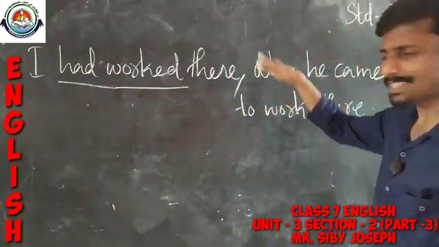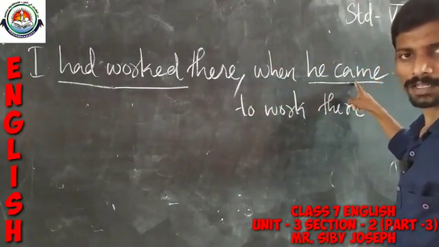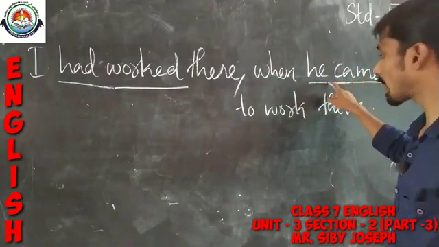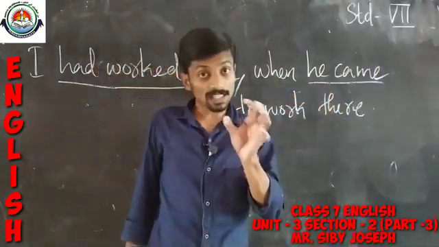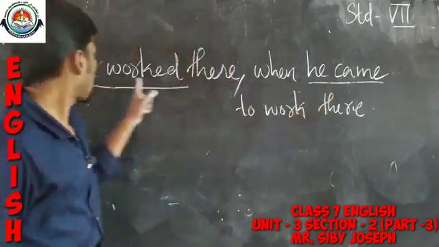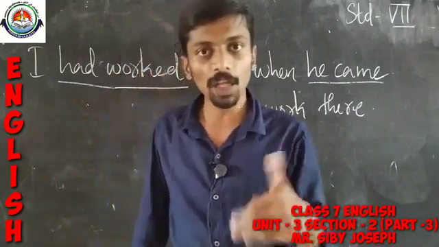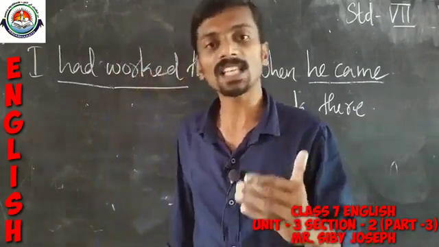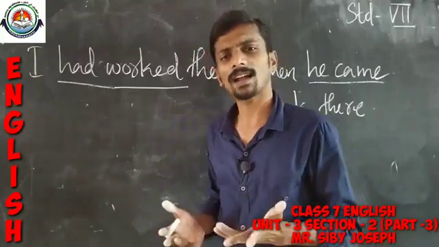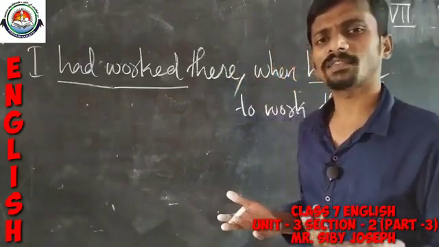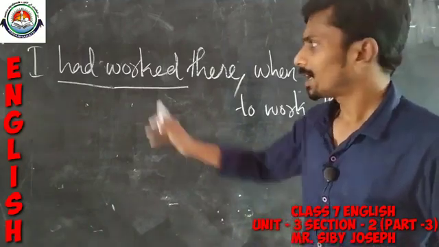So, we can say that it is an example of past perfect. And now coming to the second portion, subject plus past verb. Came is actually the past verb, so it is an example of simple past. Now, my question is, on what occasion do we use simple past and past perfect together in a sentence? You can find the answer very easily from this example.